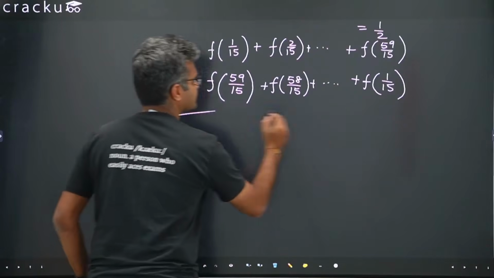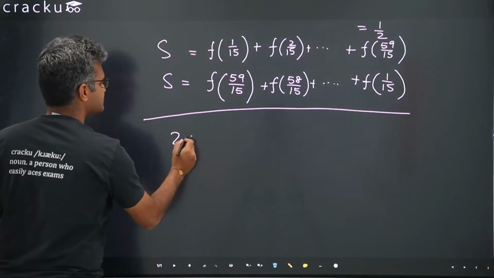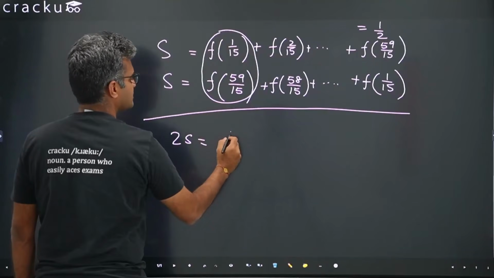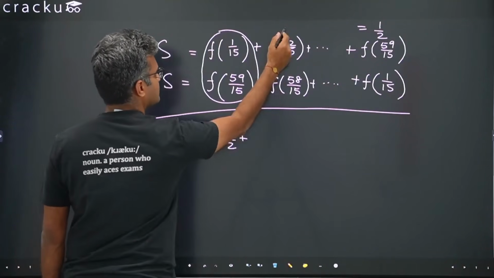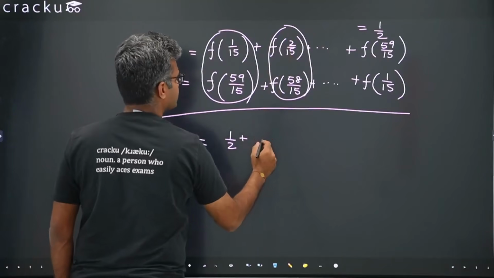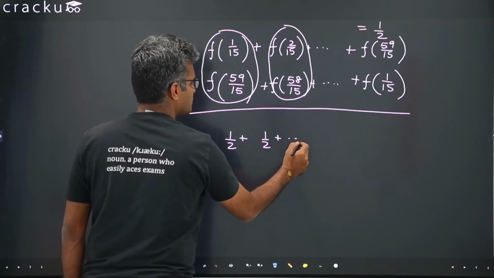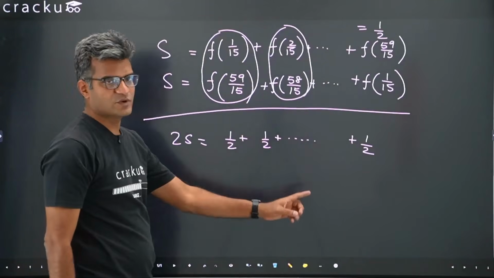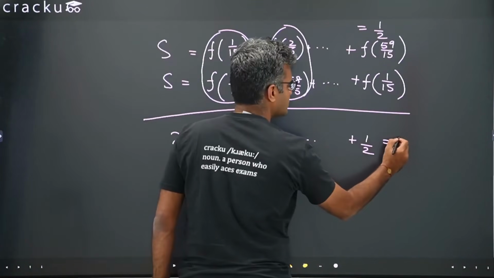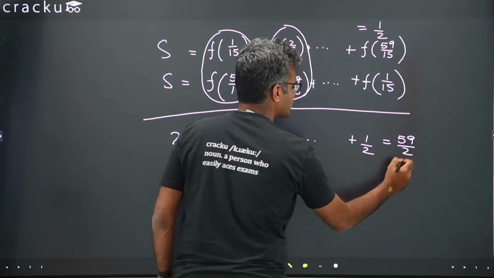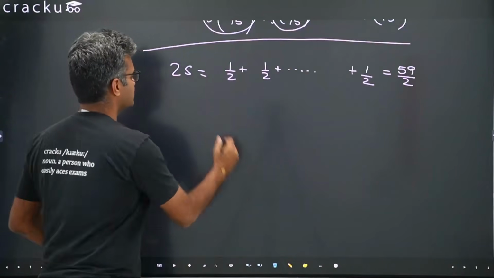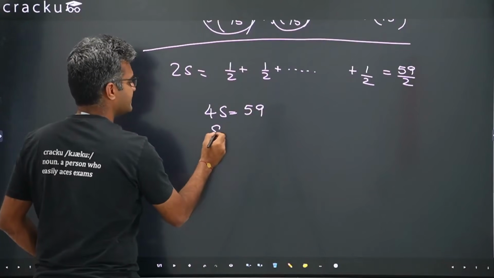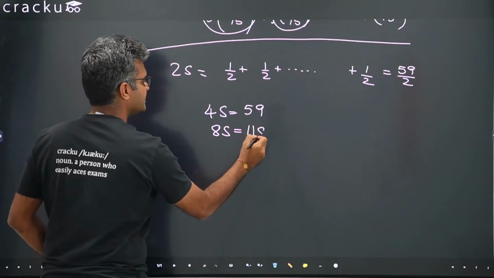Now the sum of both of them would tell us that 2s is equal to f of 1 by 15 plus f of 59 by 15, which is equal to 1 by 2, plus f of 2 by 15 plus f of 58 by 15, which is equal to 1 by 2, plus dot dot dot, and over here also it is 1 by 2. And there are 59 such 1 by 2s. So this is equal to 59 by 2. This is the value of 2s. So the value of 4s is equal to 59 and the value of 8s is equal to 118.